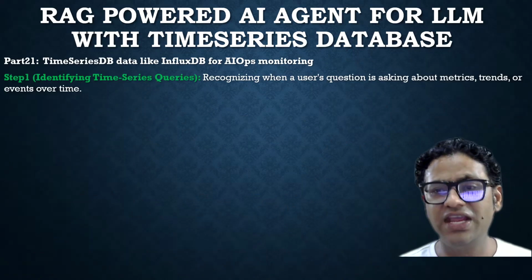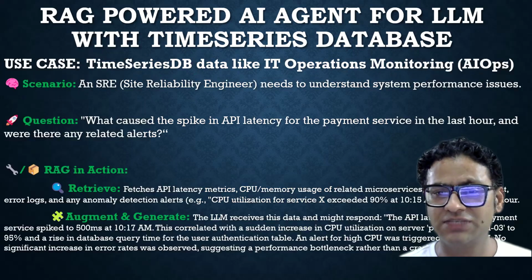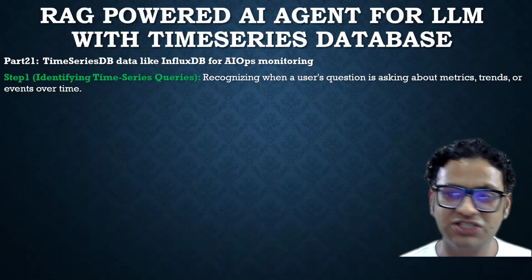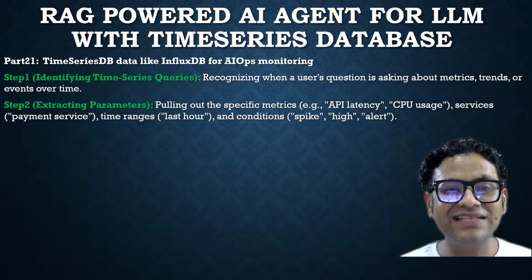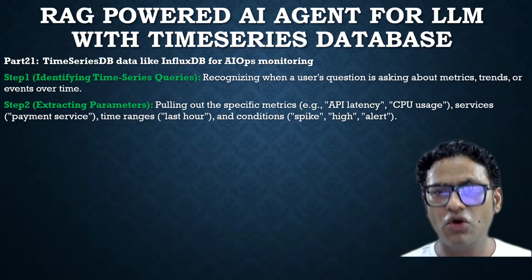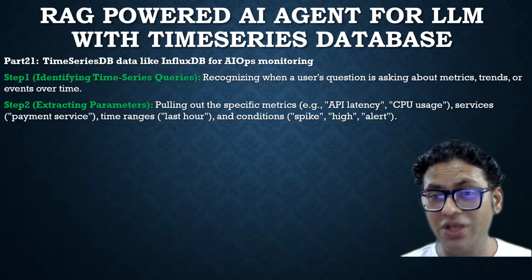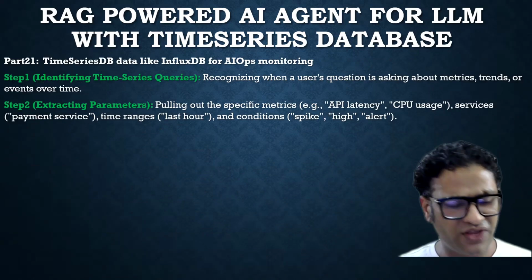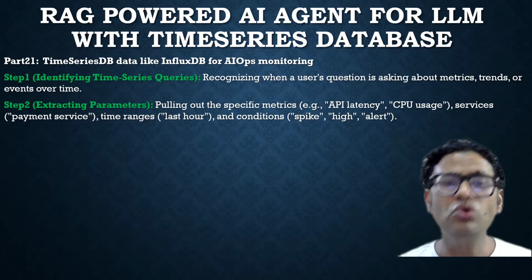The very first thing we have to do whenever the user is asking this kind of question, like what was the spike in API latency, is understand what kind of question is being asked and what kind of metric we have to extract. That is where we have to write our intelligent code. The second thing is extracting parameters. Once we understand what kind of question the user is asking and what kind of metric or trend the user is requesting, we have to find out the time range and the condition, what exactly is being requested and what kind of data points we have to extract.